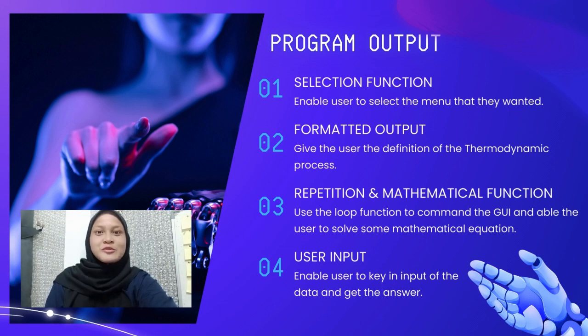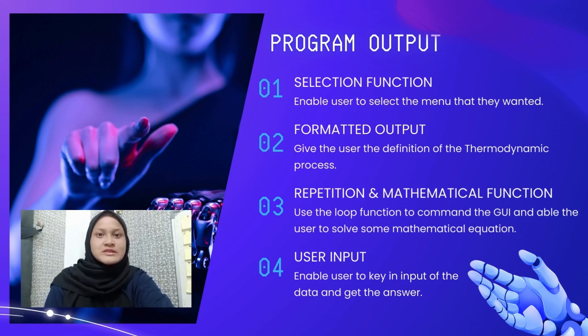Okay, next, for detail program and program output. There are four program outputs that we use in this program, which first, selection function, and second, formatted output, third, repetition and mathematical solving function, and lastly, user input. For first, selection function, this function enables the user to select and choose the graph that they want. This function will pop up the image of the pressure against volume graph. Second, for formatted output, we use the message box to give the definition of each of thermodynamics process.